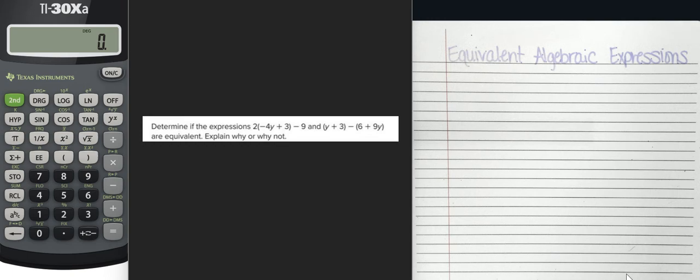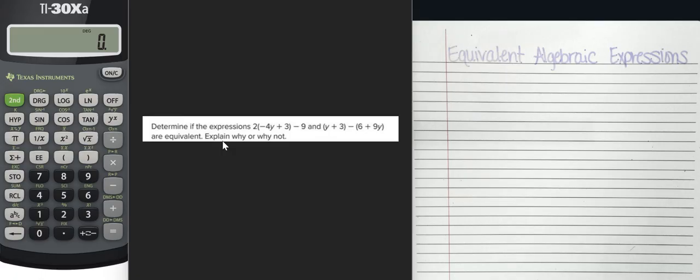All right, so today what we're going to do is figure out if we have an equivalent algebraic expression. So they say determine if the expressions 2 times negative 4y plus 3 minus 9 and y plus 3 minus 6 plus 9y are equivalent. And we need to explain why or why not.